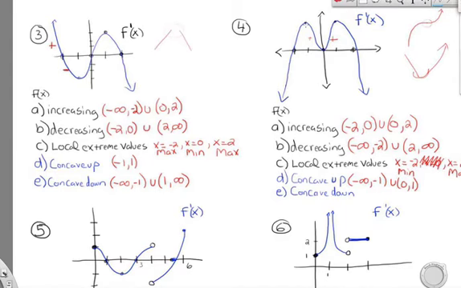And then concave down when the second derivative is negative, or where the first derivative has negative slopes. So concave down from -1 to 0, or from 1 to infinity. Okay, now we'll stop part 2, and I'll see you on part 3.